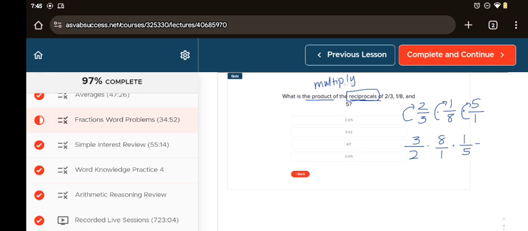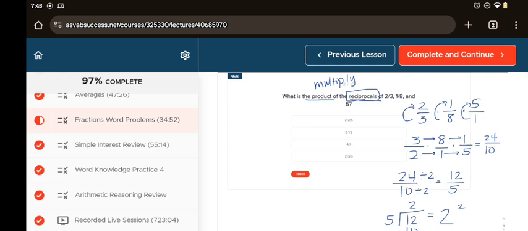Okay, so I can just multiply straight across. 3 times 8 is 24. 24 times 1 is just 24. 2 times 1 is 2. 2 times 5 is 10. So we get 24 over 10. We can divide by 2 to simplify. We get 12 over 5. Now we're going to convert that to a mixed number. So 12 divided by 5. 5 goes into 12 2 times. That is my whole number. That gives me 10, and I get a remainder of 2, which is my numerator, and my denominator stays the same. So 2 and 2 over 5. And there we go.